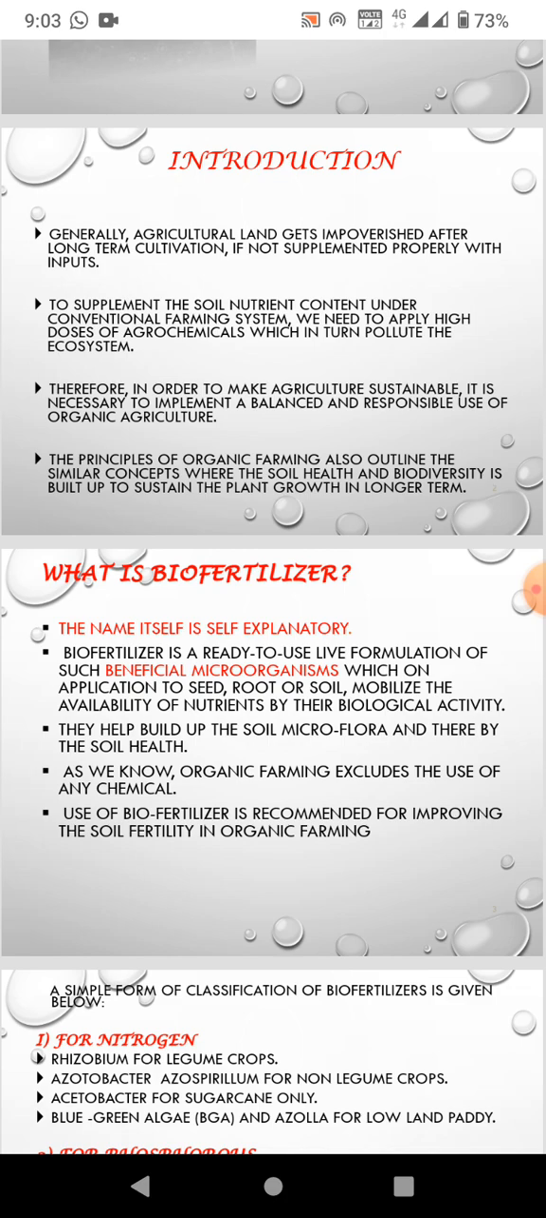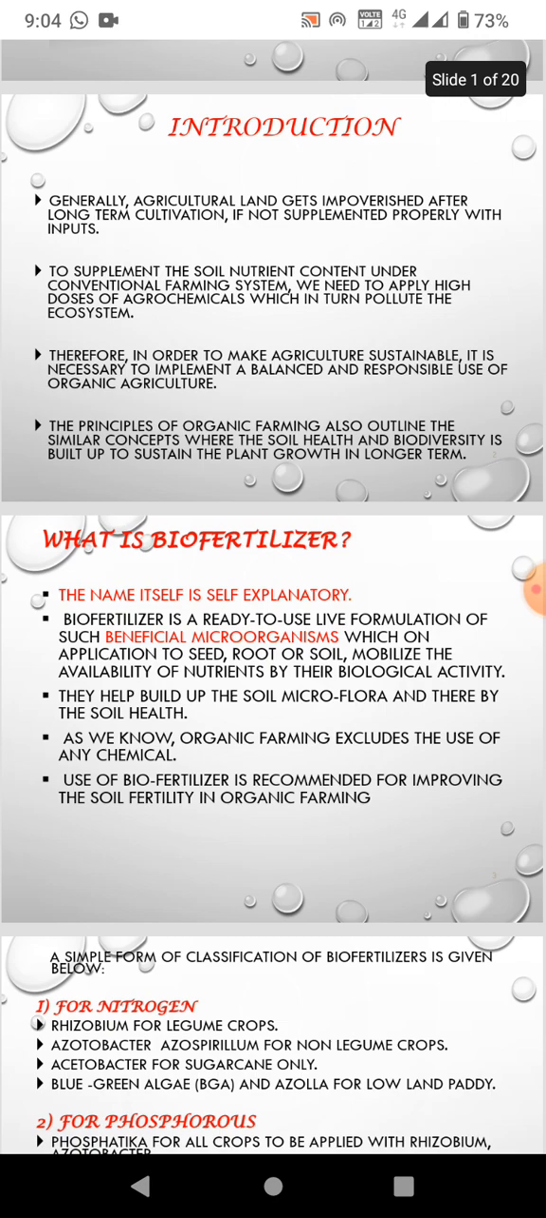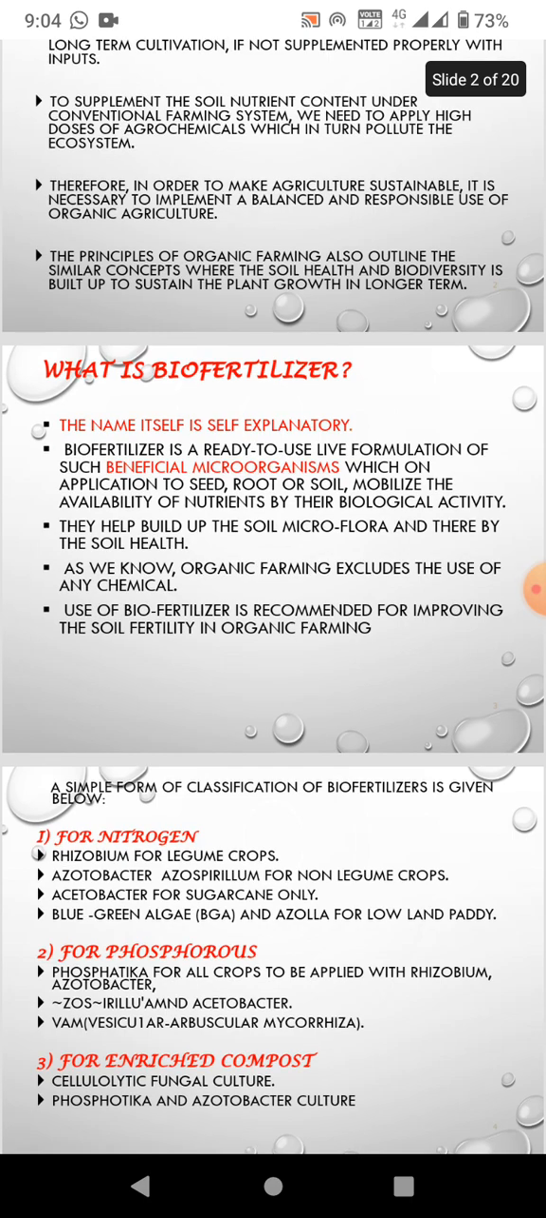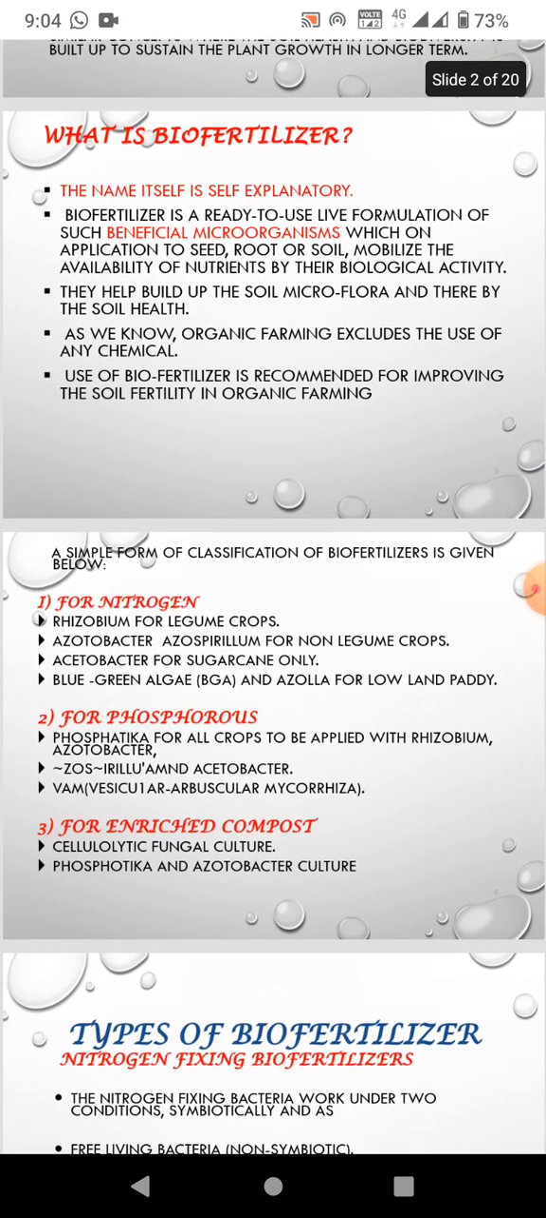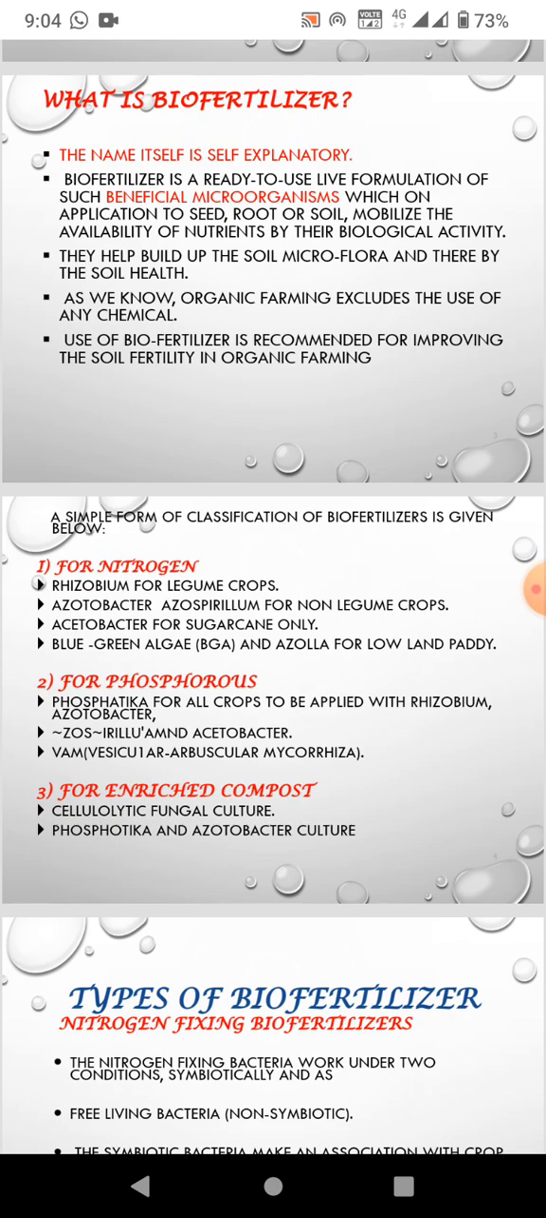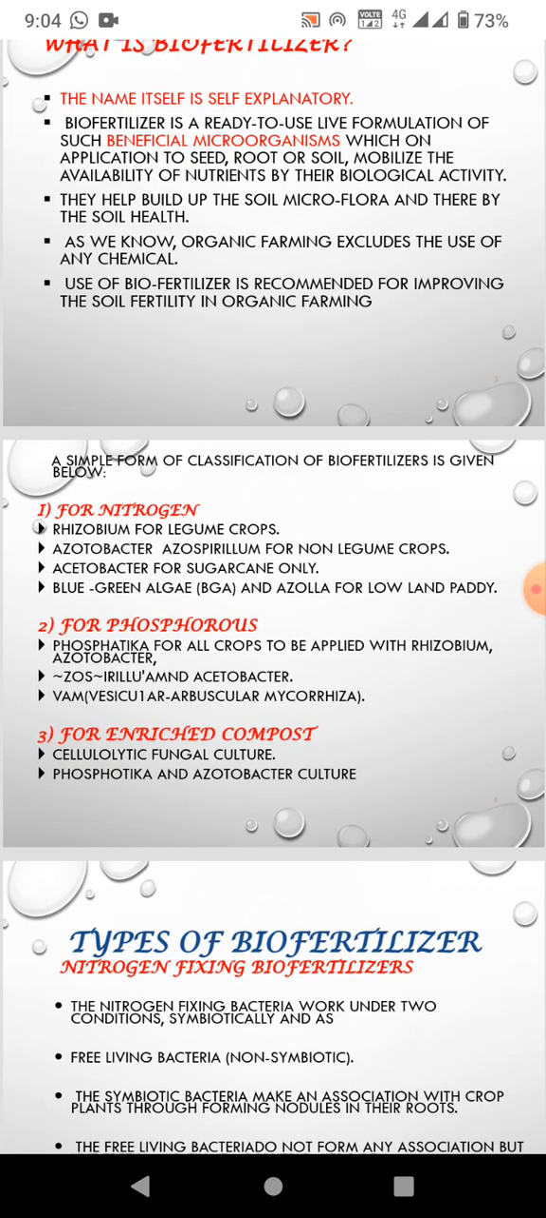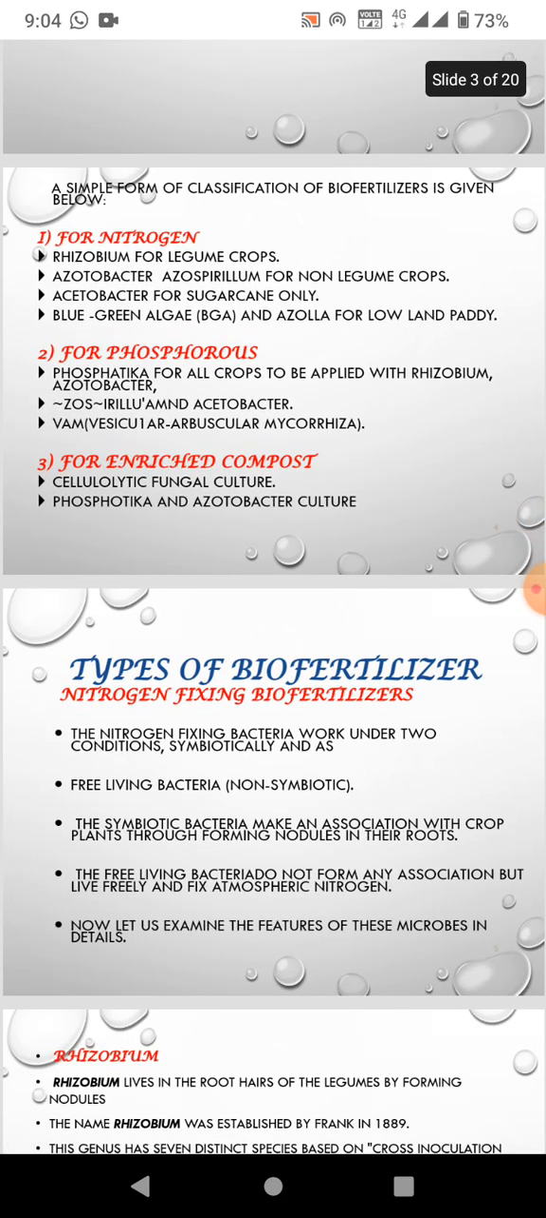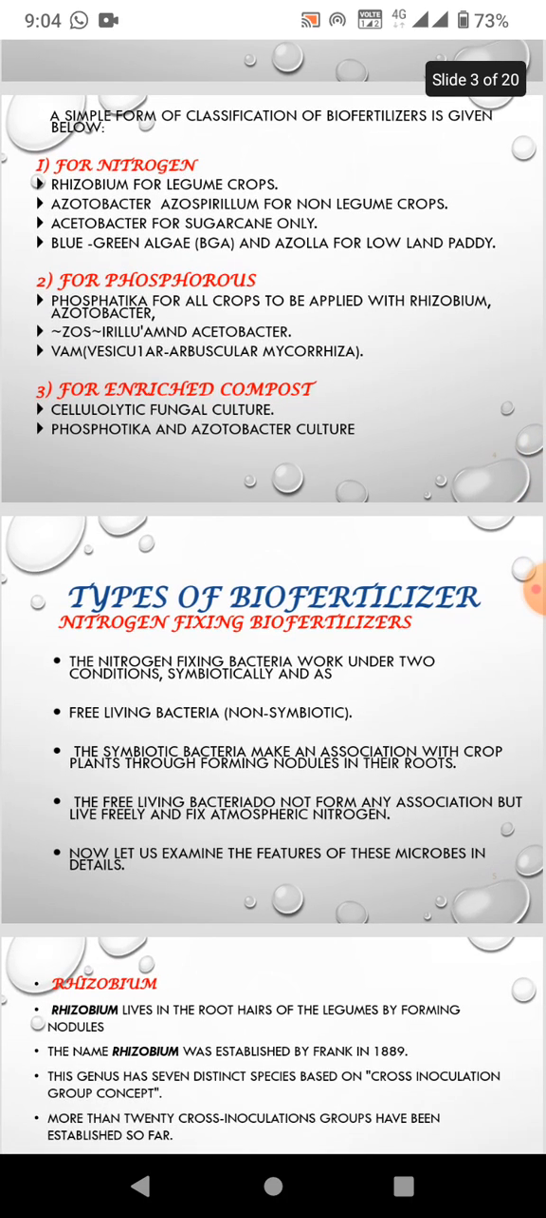As we know, organic farming excludes the use of any chemical. Use of biofertilizer is recommended for improving soil fertility in organic farming. The classification of biofertilizer: for nitrogen, for phosphorus, for enriched compost. And then, what are the types of biofertilizer? Nitrogen fixing biofertilizer. The nitrogen fixing bacteria work under two conditions. One is symbiotic, and another one is free living bacteria, that is non-symbiotic.